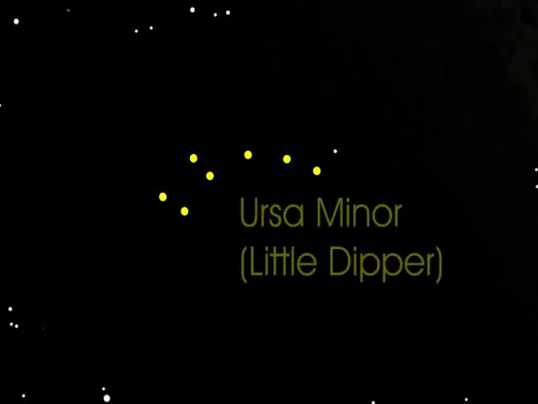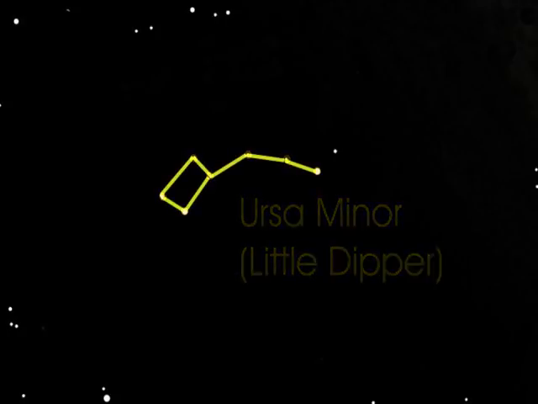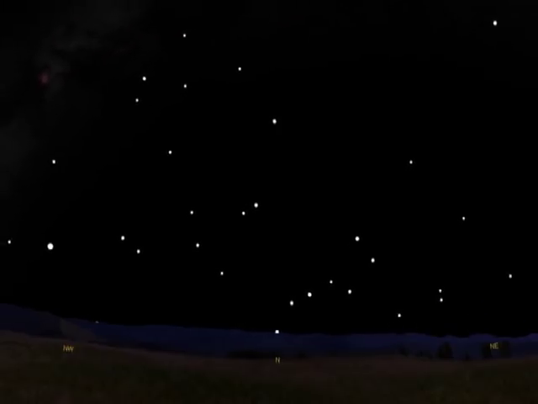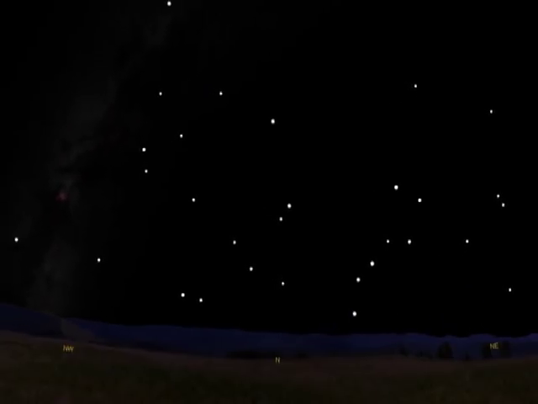Polaris is also the end star in the constellation Ursa Minor. Commonly called the Little Dipper, this constellation is difficult to see unless you have a dark viewing location. Learn to recognize Ursa Major, and it will lead you to Polaris and Ursa Minor, the Little Dipper.